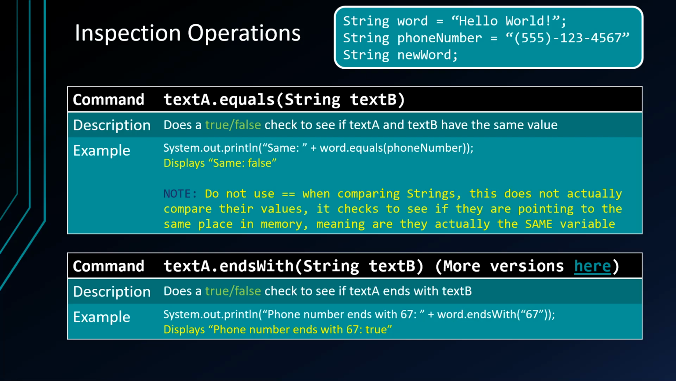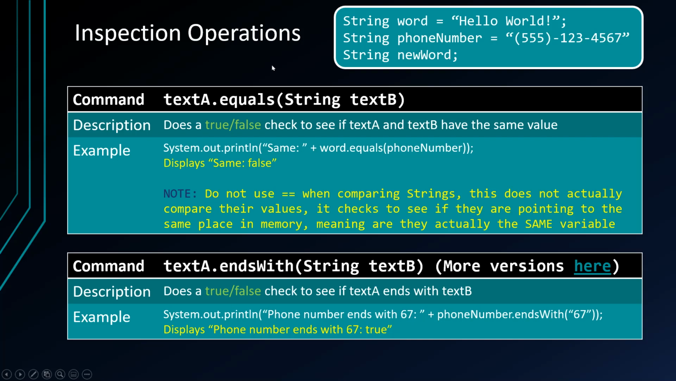I actually don't want that. I want that to be phone number. We're going to fix that right now. There we go. Yes, phone number does end in 67, and it ends in exactly 67, which gives us back a true. Sorry about that.